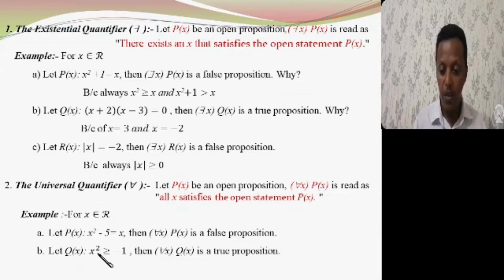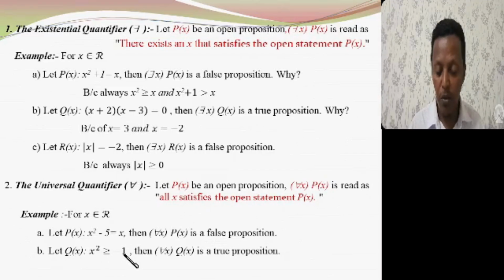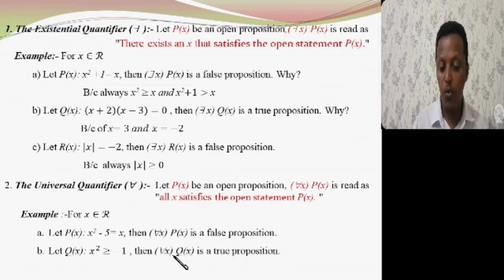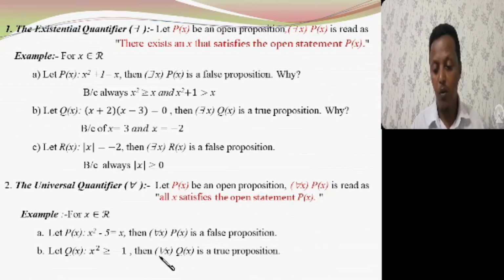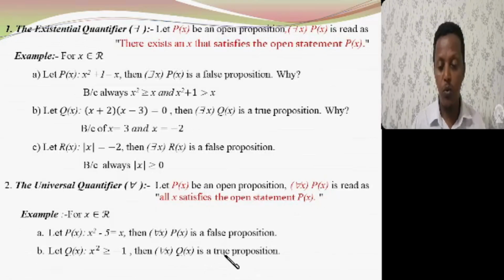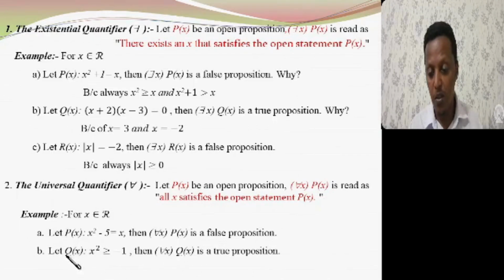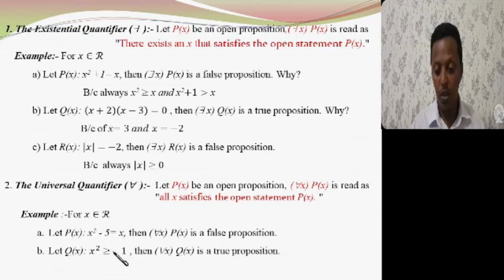Q of x: x squared is greater than or equal to minus 1. Now for all x, Q of x is a true proposition. Because for all real numbers, the square is greater than or equal to negative 1. Because of that, this is a true statement, or a true proposition. So by attaching the universal quantifier to the open statement Q of x, we convert an open statement into a true statement.